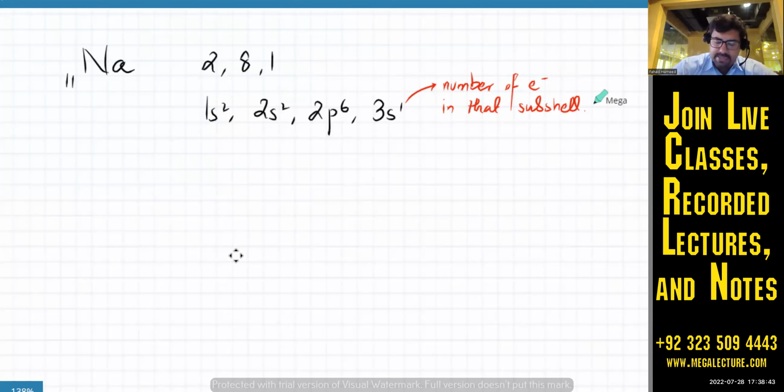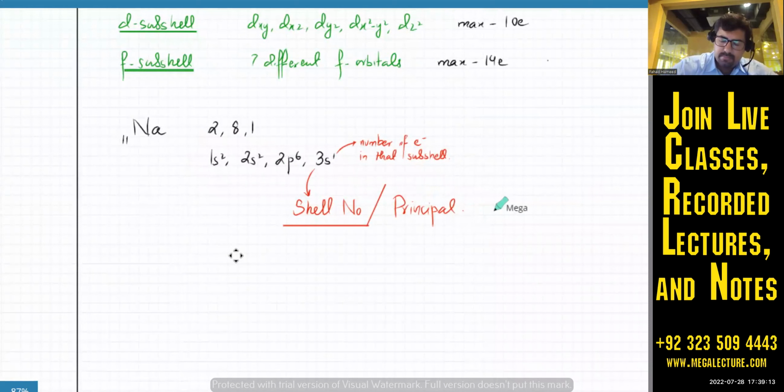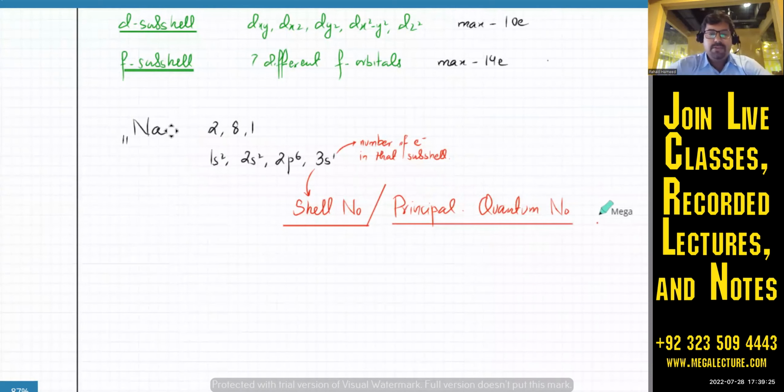And then there's a number right in front of them. That is known as the shell number. And it's also known as the principal quantum number. Okay, that's the more proper word for that. So it's the principal quantum number. So shell number or principal quantum number.